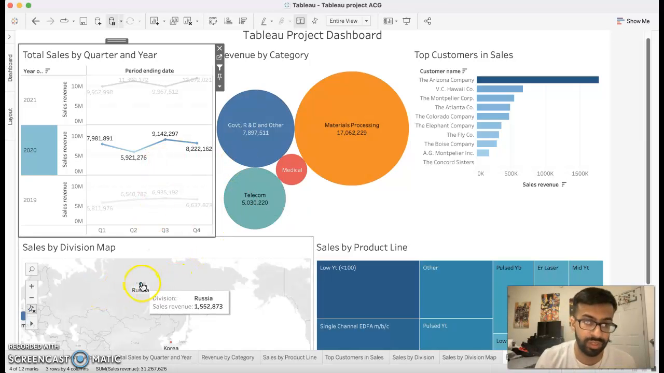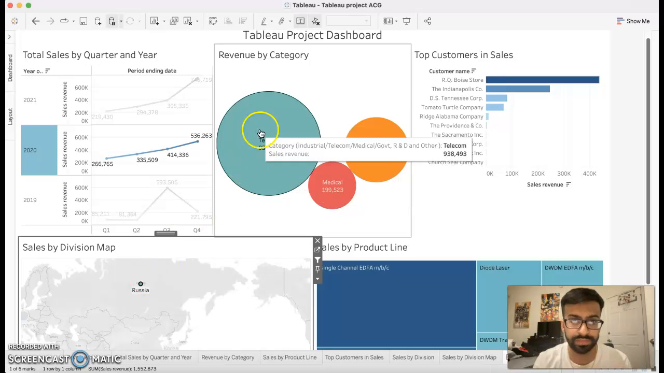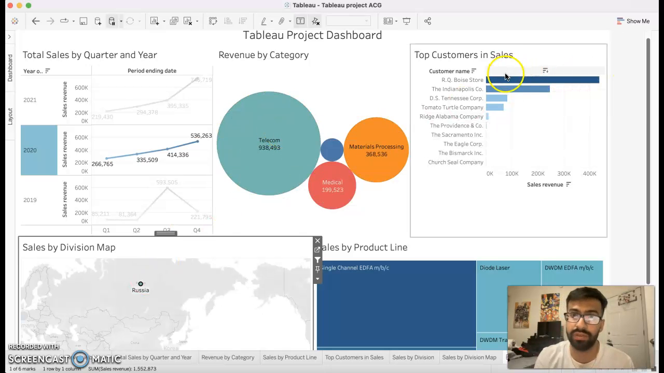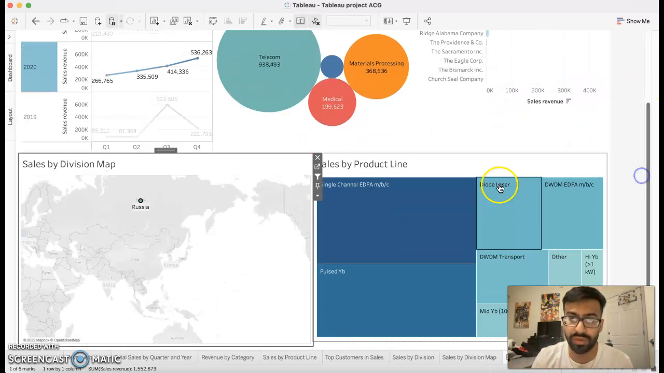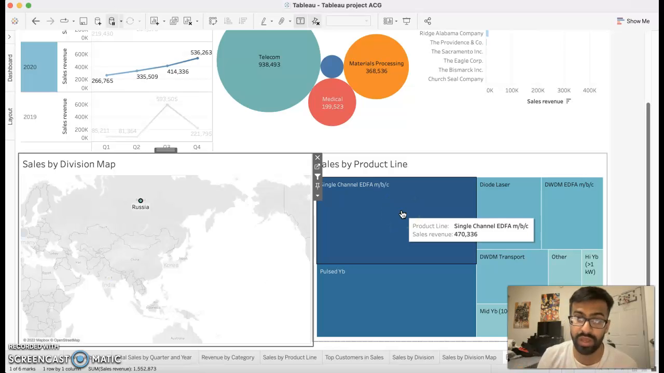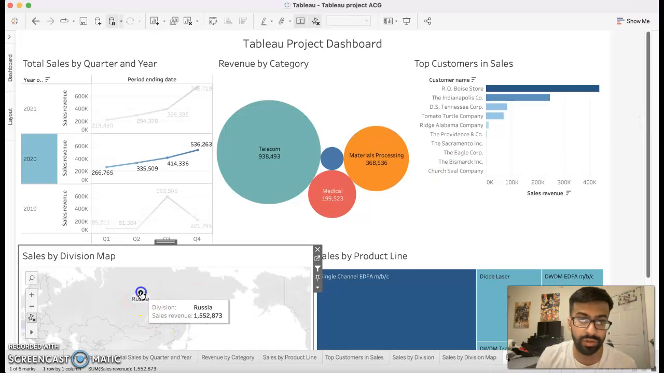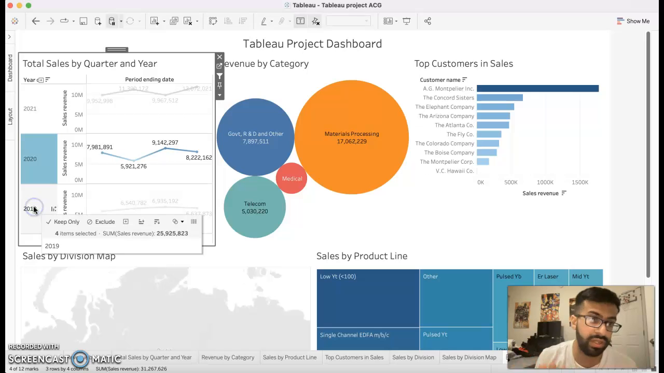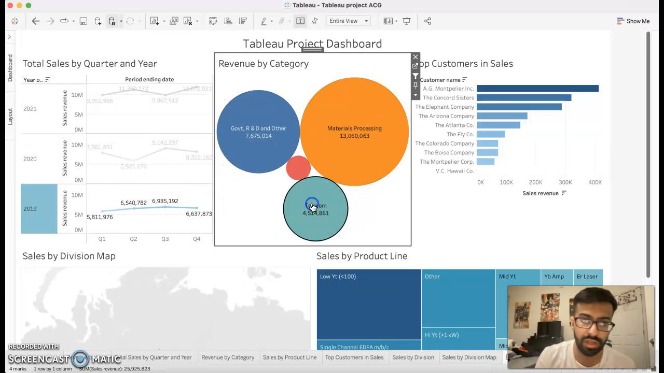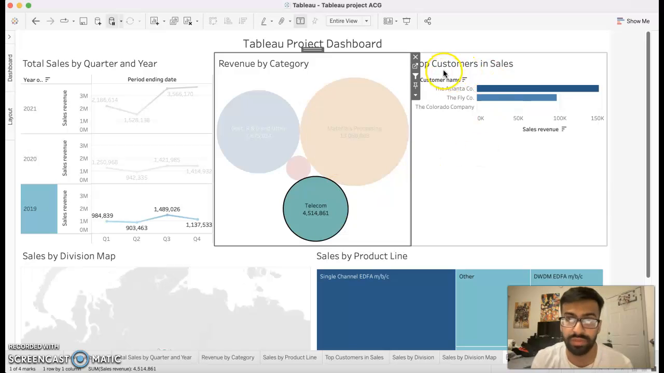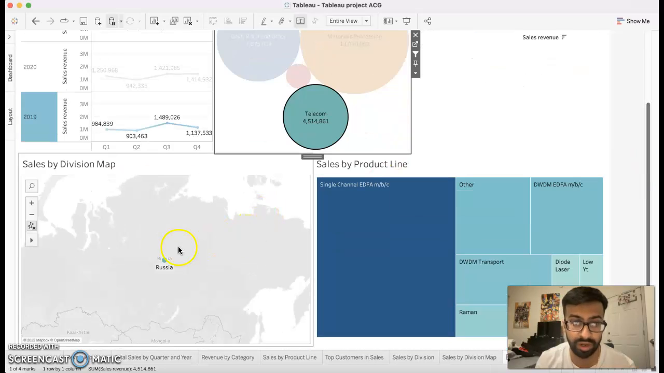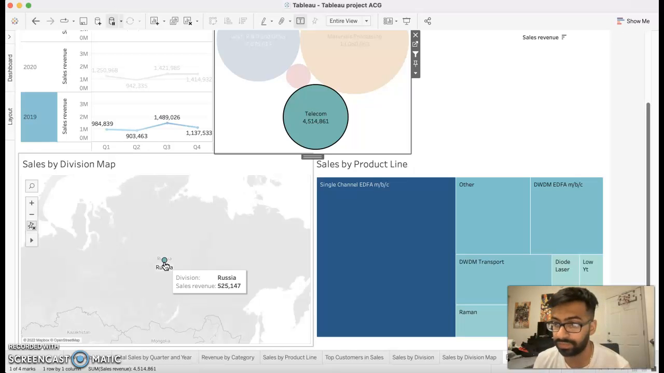If you wanted to see more of Russia in terms of 2020, you can also see it by revenue by category, and how the top customers in sales has changed. The number 1 being RQ Boys Store, as well as sales by product line, where single channel EDFA has the highest revenue of 470,336. And if you also wanted to look in terms of category in 2019, perhaps, you can click 2019 and click telecom, and you can see the top customers in sales, where you only see 3 in 2019. And you can see how the sales by product line has changed, and the sales revenue of Russia as 525,147.